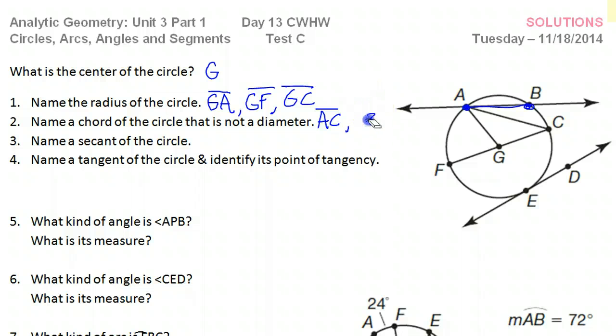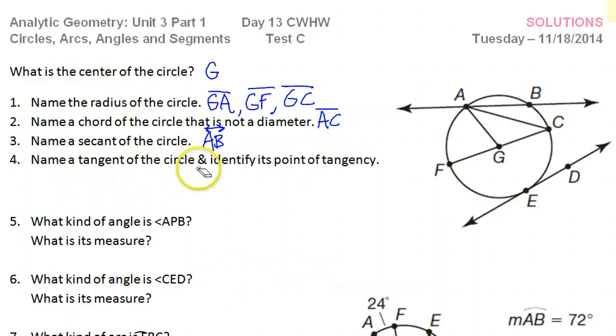Name a secant of the circle. Well, a secant is a line that passes through the interior of a circle. So a secant line would be, for example, line AB. And notice I'll use the line symbol over the top of it. Okay, but technically I could talk about line AC as well. Even though it's not drawn in, it still exists. So I could have said line AC or line FA or any number of lines. But line AB is the most obvious.